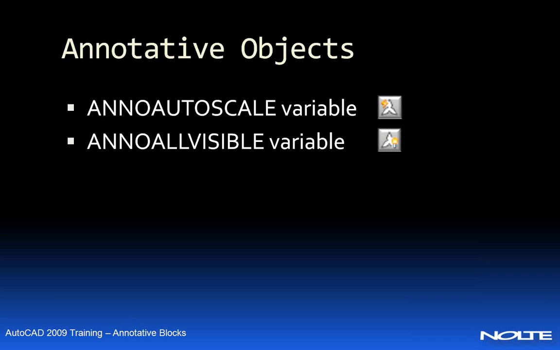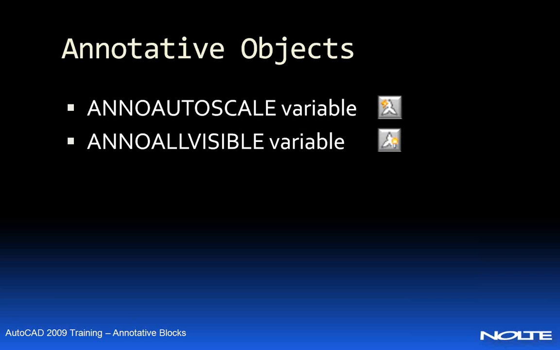The second button and variable that we see here is called Anno All Visible. When we turn it on and off, it will show all annotative objects whether or not they've been assigned to the current scale. So it lets you see everything in your drawing, even though I may be at 20 scale and I have some objects that only display at 10 scale. This allows me to see them all.